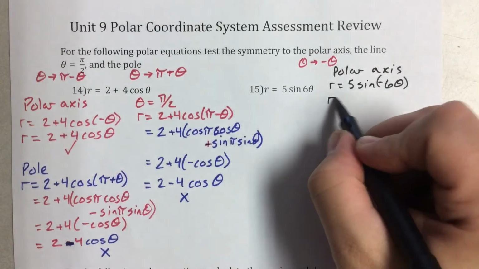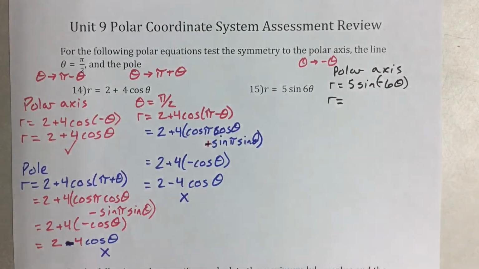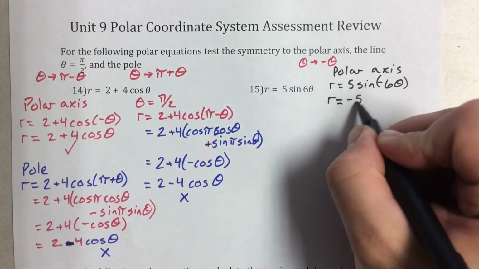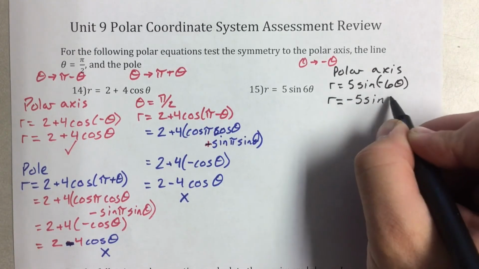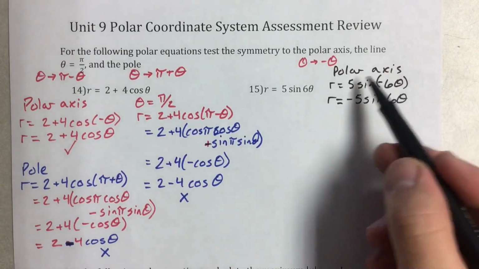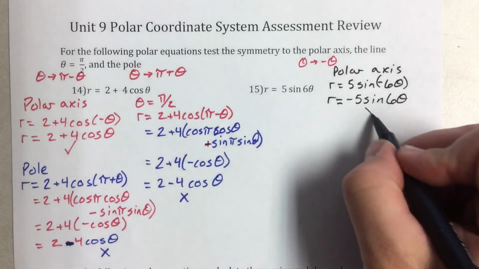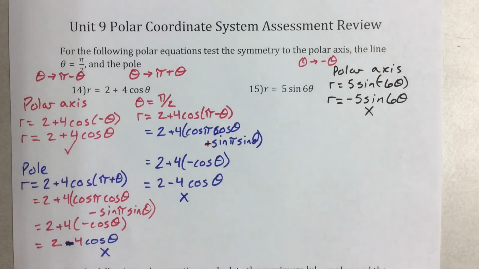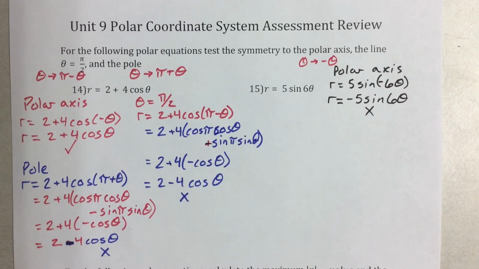One thing we know about sine is it's odd, meaning sine of negative theta, the negative pops out front. So this is equivalent to -5 sine of 6 theta. The negative pops out front. That's not equivalent to the original, so we cannot say whether or not it is symmetric to the polar axis.